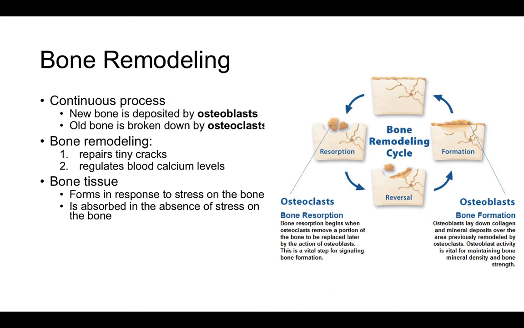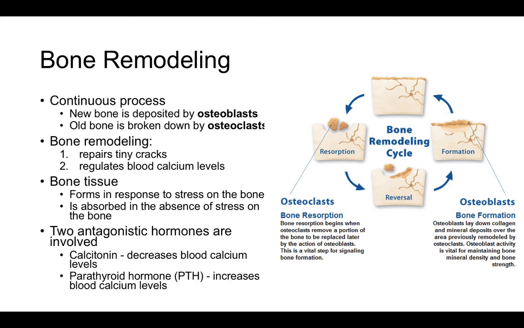And when there's no resistance put on the bone and no resistance put on the muscle and no weight put on the body, this bone is resorbed in the absence of stress. So it becomes very, very important as we age and as we live to put resistance and stress on the bones. And there are 2 hormones that are involved in this process.